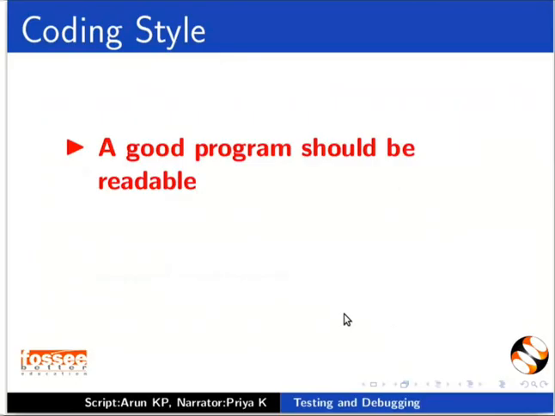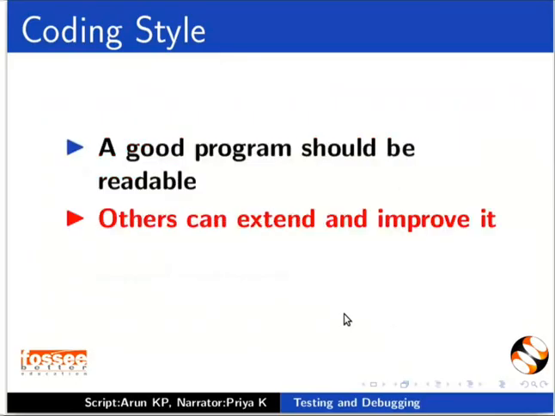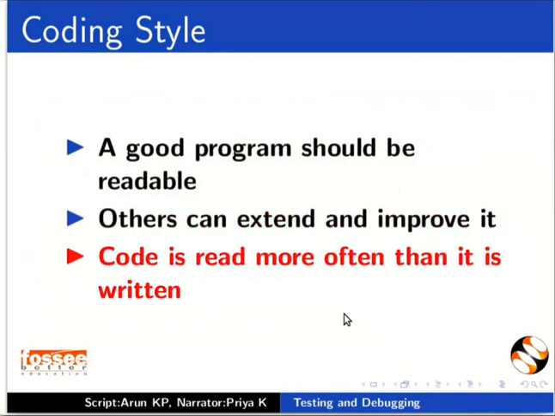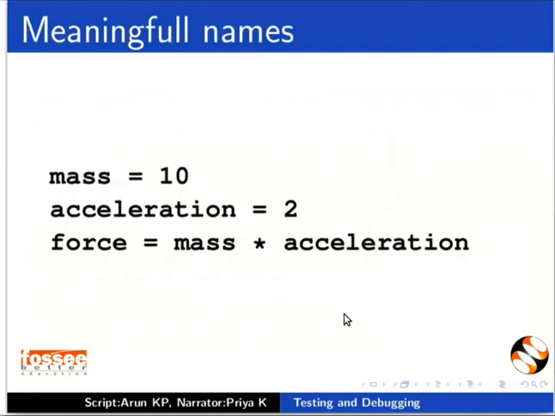A good program should be readable, so others can extend and improve it. Code is read more often than it is written. We choose a name so that it becomes easier to understand its usage. As we can see in the example, it is very easy to understand what the code is doing. Proper naming helps so much in understanding the code.